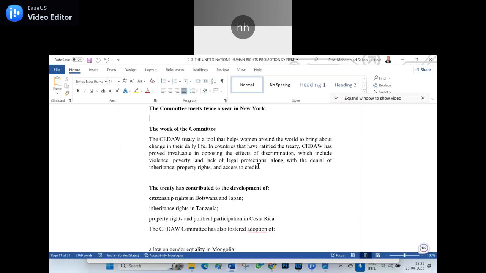Is it clear? Yes, Prof. It is. Even the property rights and access to credit also. But a woman who is not validly married will not be entitled to the inheritance. Is it clear? Yes, Prof.